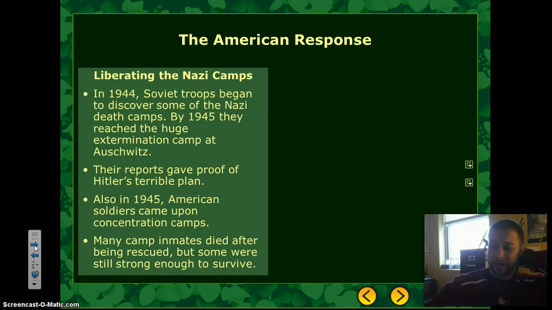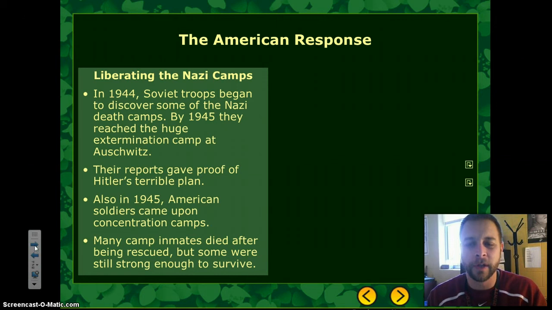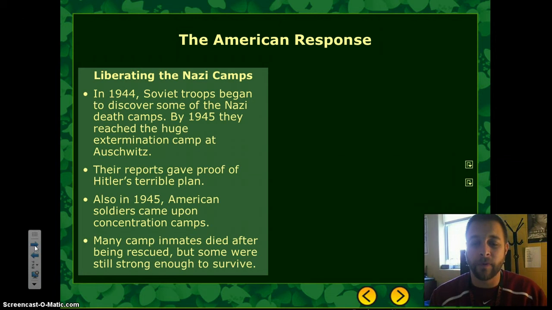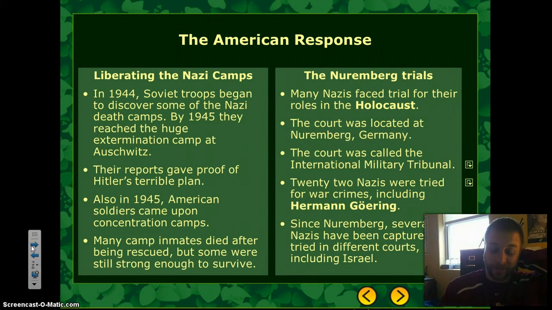So as Soviet and American forces begin to squeeze Germany from the east and the west, forces begin to uncover these camps. The first are the Soviets, who uncover Auschwitz, which is probably the most famous death camp. Then American soldiers in 45 start to run into them as well. So this gives proof of the rumors. And many inmates, even after they're rescued, are going to die because they're just so sick and so malnourished.